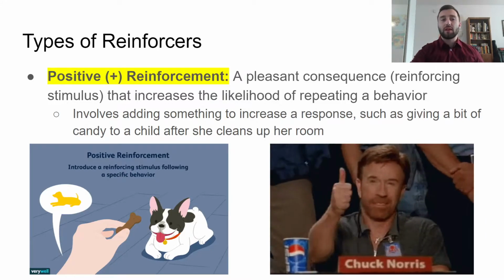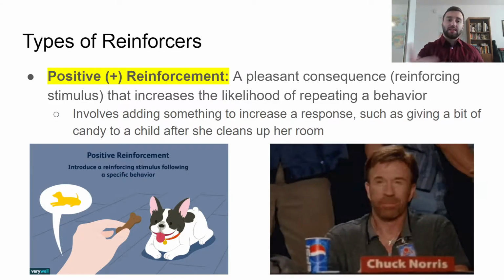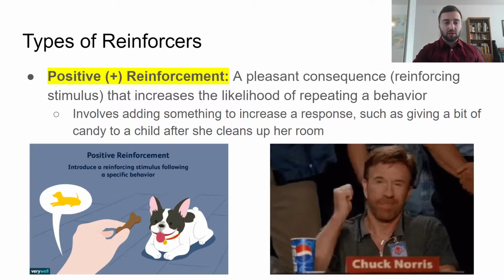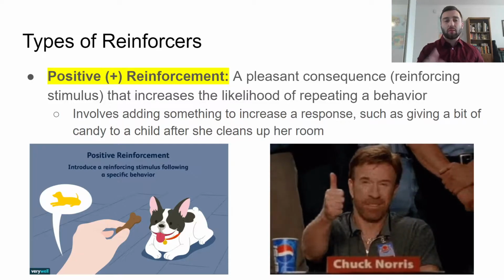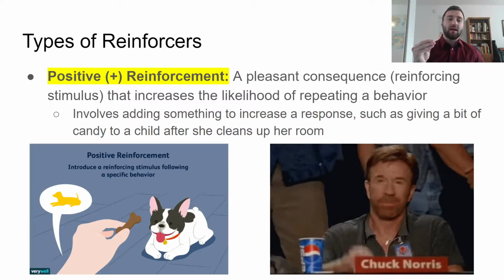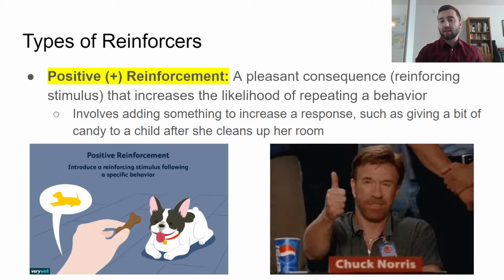An example of a positive reinforcement is a piece of candy, a treat for a dog, a thumbs up from Chuck Norris. Those are all things that are positive reinforcements. They are adding, they're being given to us, and it is increasing the likelihood we'll do something again.